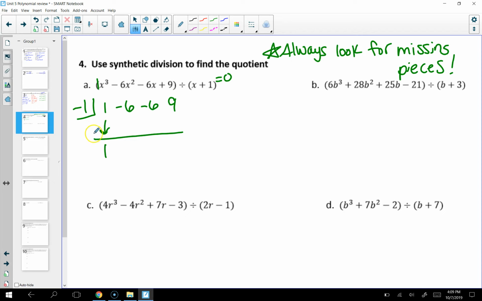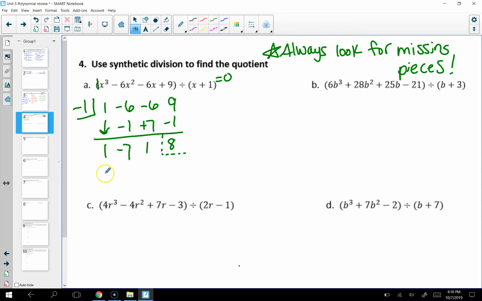Drop down the 1. And then we use our basketball. We're multiplying by negative 1. So negative 1 times 1 gives me negative 1. Alright, combine these together with subtraction. We get negative 7. Negative 1 times negative 7 is positive 7. Bring these together with addition this time. We get positive 1. Multiply, we get negative 1. 9 minus 1 gives us 8.